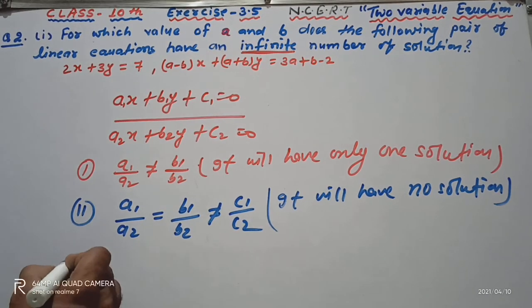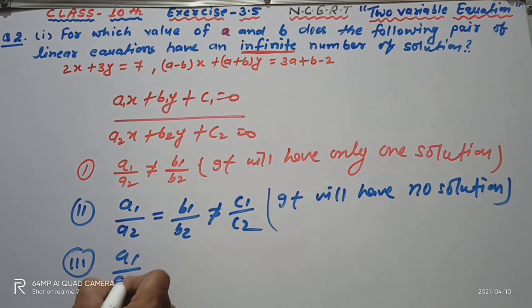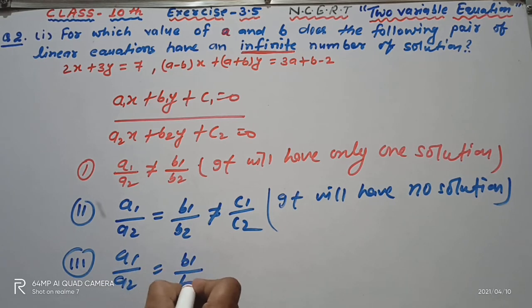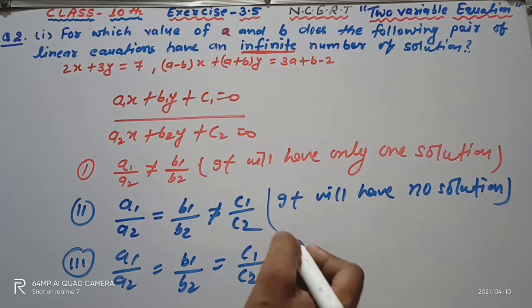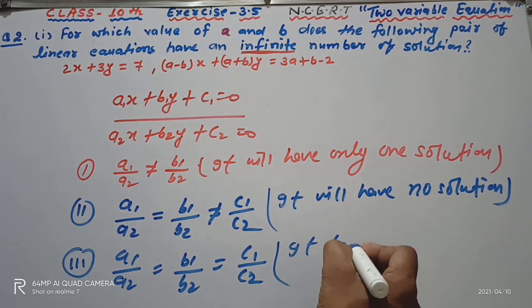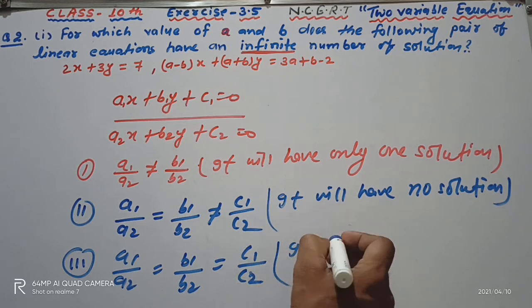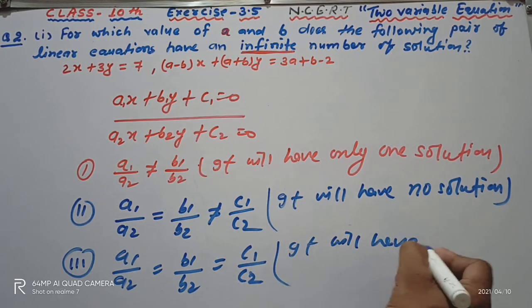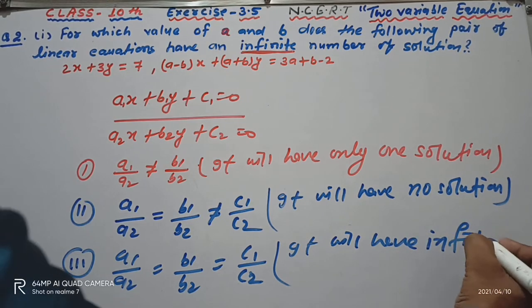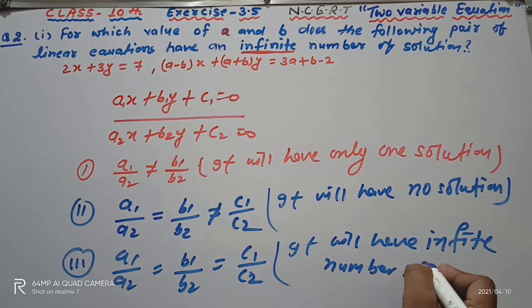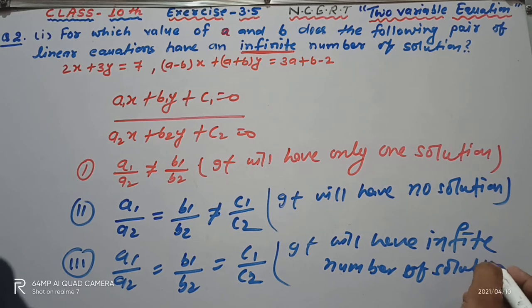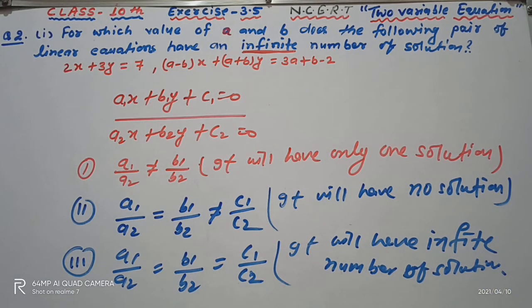And the third one is, if a1 by a2 is equal to b1 by b2 is equal to c1 by c2, it will have a parallel solution, you can say, and it will have an infinite number of solutions. Just these things you have to keep in your mind, that these are the only conditions by which you will come to know everything.